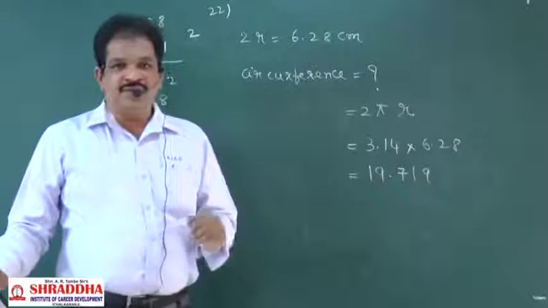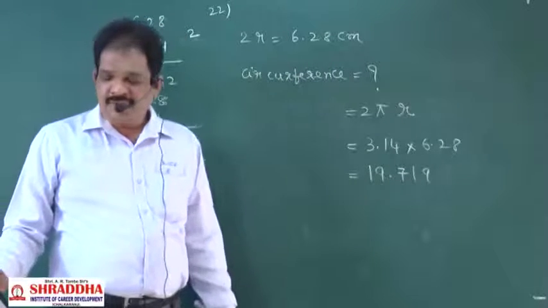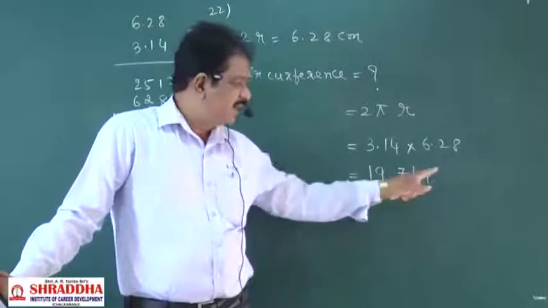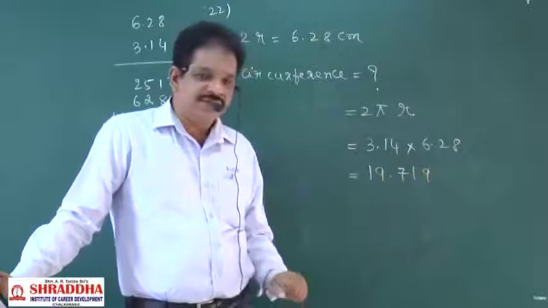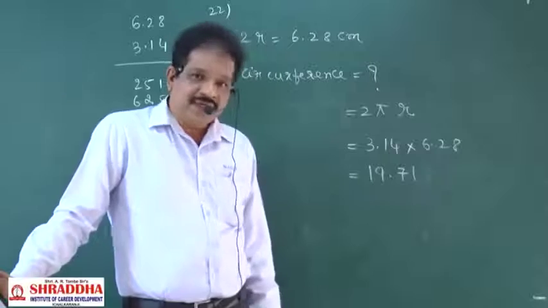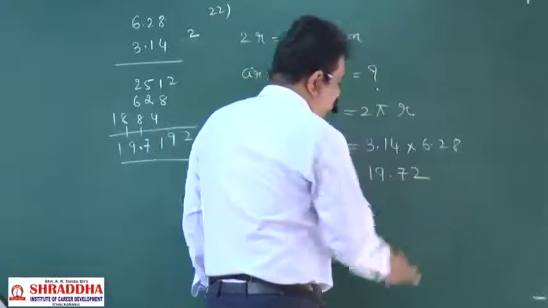Preceding digit won't change according to rounding off rules. Removing digit is less than 5, so the preceding digit won't change. Remove this 9. That is greater than 5, so this will become 2.